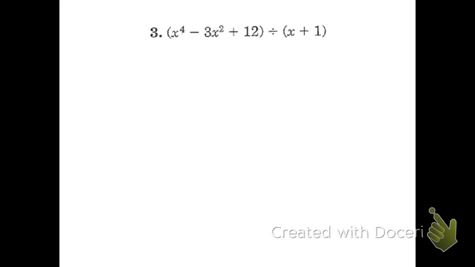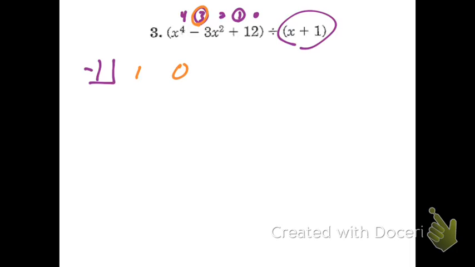Number 3. Here we go. Now, it goes from 4. There's no 3. There's a 2, and there's no 1. So here, we actually need 2 placeholders, one for the x squared, or x to the third, and one for the x. So in the box, that gives me a negative 1. But with the coefficients, I have a 1, a 0 for the third, a negative 3 from right here, a 0 for my x to the first power, and then I have a 12. This is kind of a gnarly problem here.